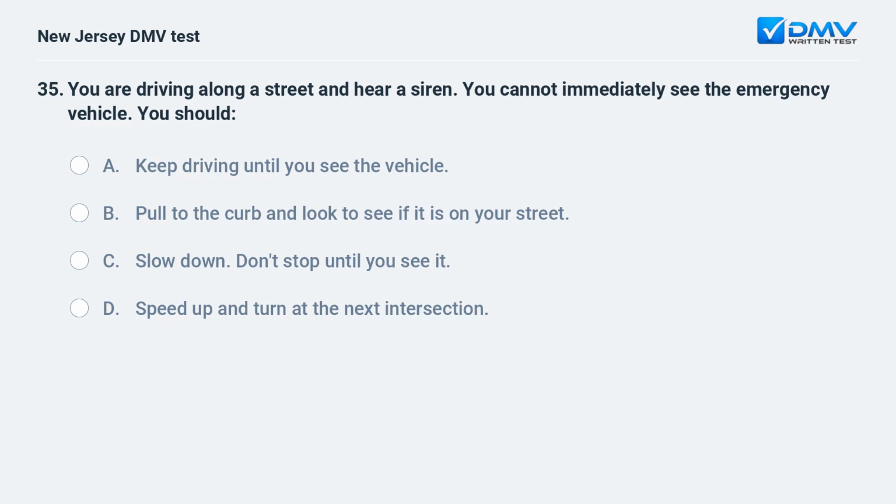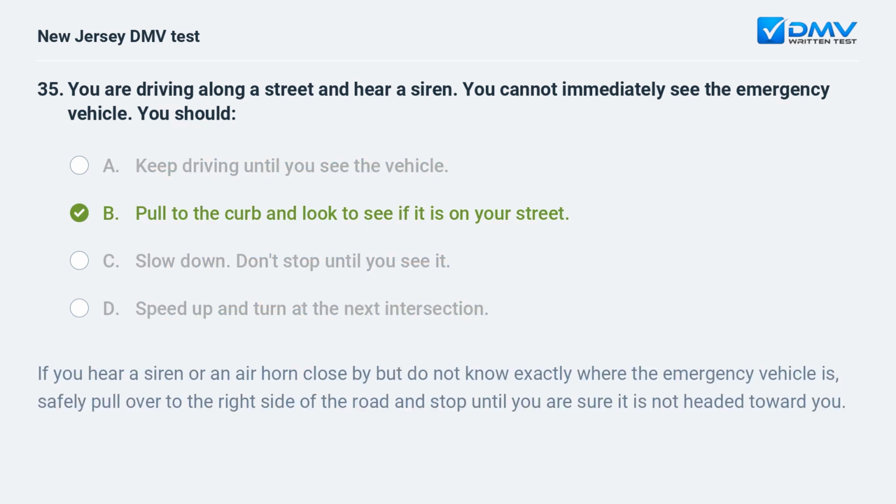You are driving along a street and hear a siren. You cannot immediately see the emergency vehicle. You should a. keep driving until you see the vehicle. b. pull to the curb and look to see if it is on your street. c. slow down. Don't stop until you see it. d. speed up and turn at the next intersection.